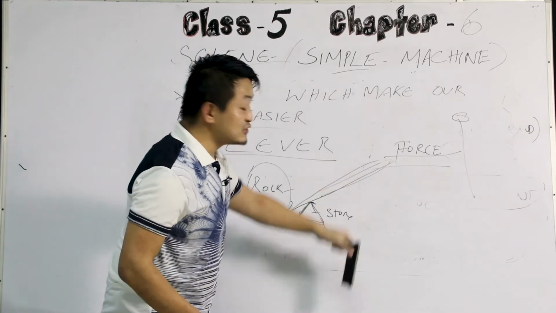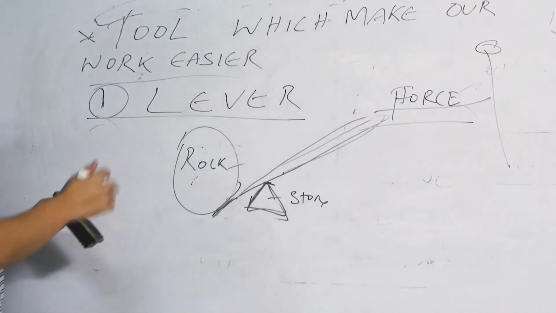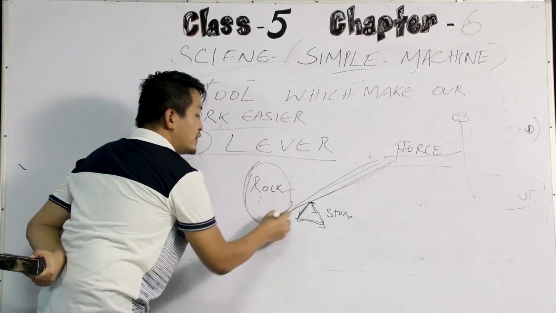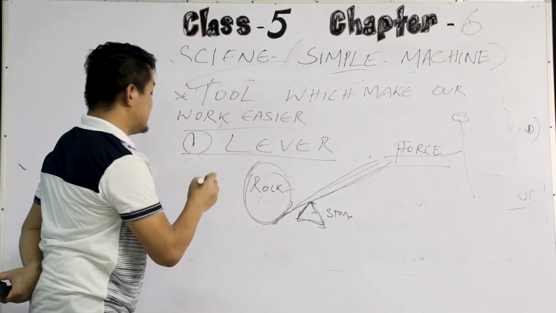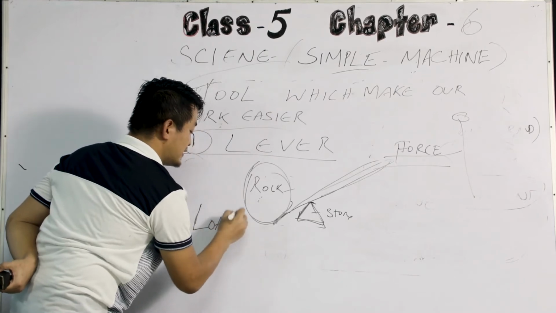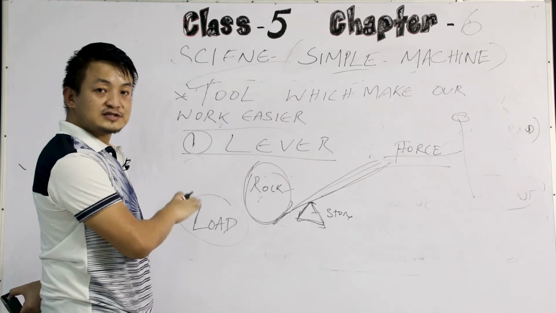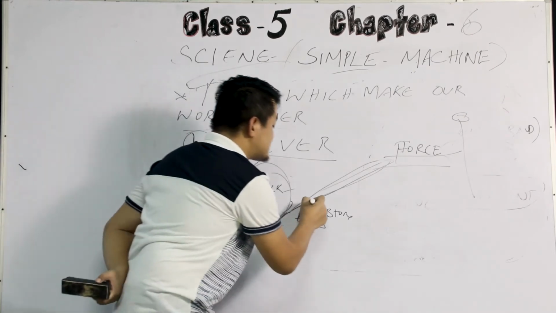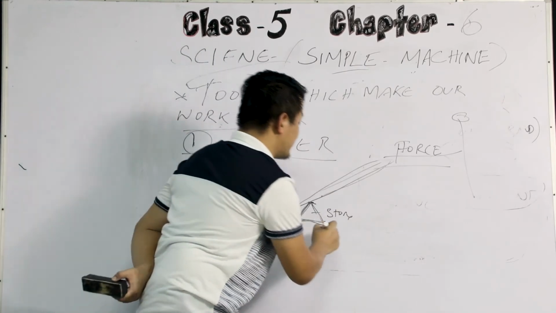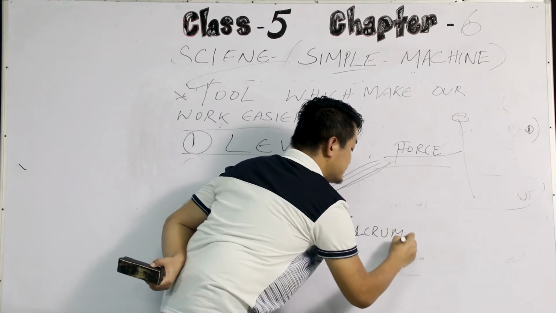So this is also an example of a simple machine. And in order to understand the lever, you have to know this. This giant rock is the load, which we are trying to push or change the position of. And this stone is the point of support, right? The stone is the point of support. So this is the fulcrum.